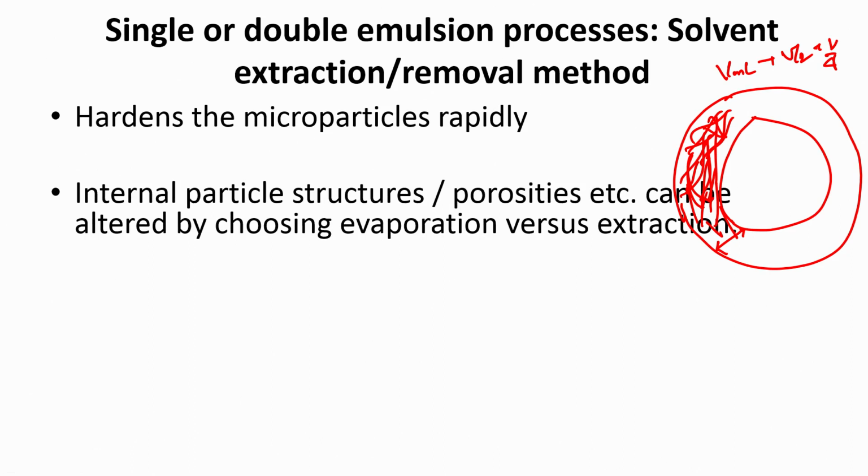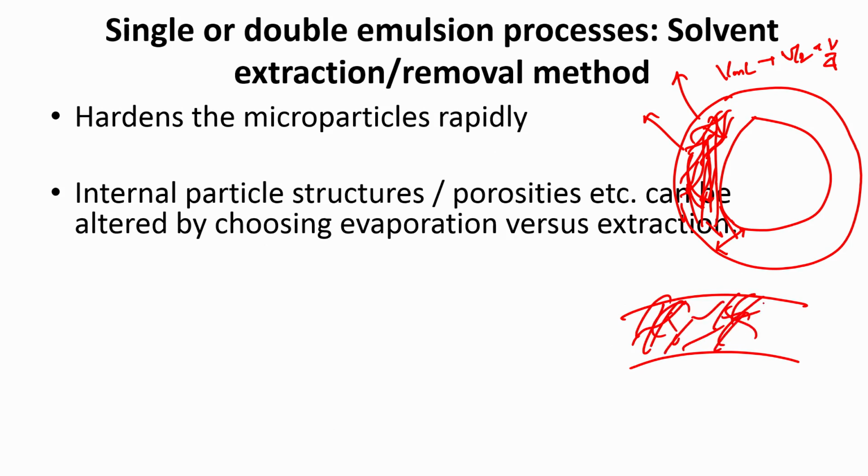The internal particle structure, porosity, etc. can be altered. If I do it very slowly, I will get a very hard particle, but if I evaporate this oil phase very quickly, these polymer chains may not have time to move around and make a very condensed structure. In that case, instead of a very condensed structure, you may have lots of polymer at one phase, lots of polymer at another phase, and very little polymer in another. So, you may get pores and holes in these polymer structures.